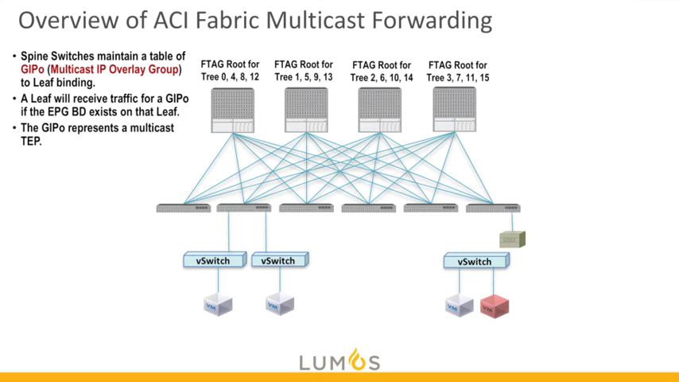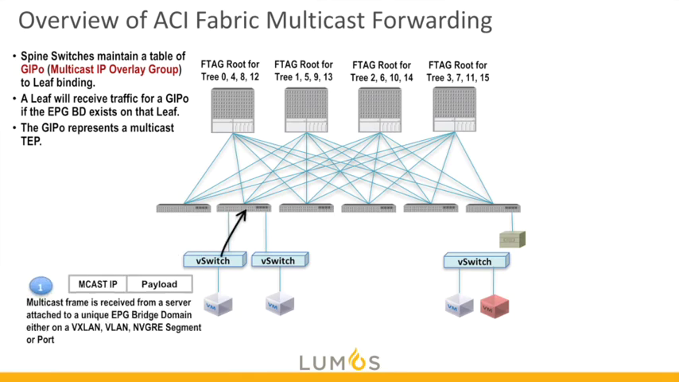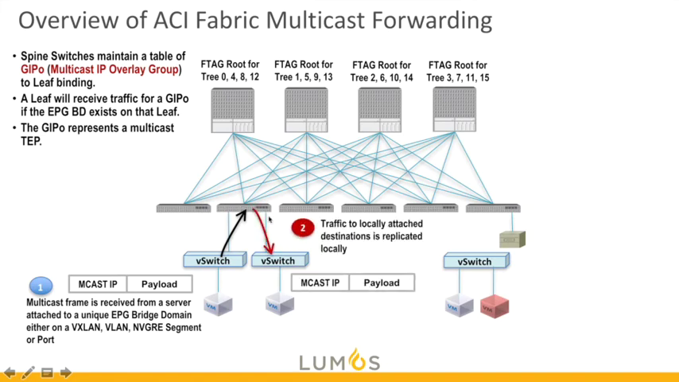There are FTAG routes, up to 16, so 0 through 15, and we'll split them out across however many spines you have. In this case, we have 4 spines, so we have 4 per spine. So the way the traffic works is, let's say a multicast packet leaves a host with its payload and goes up to a leaf. If traffic is directly attached, so if we've got a host on the same bridge domain, then we'll switch it locally or forward it locally.